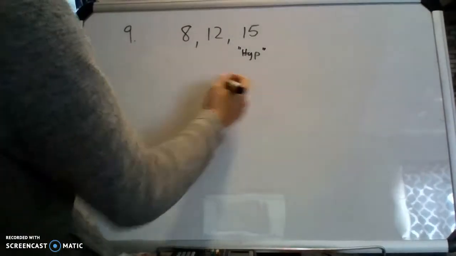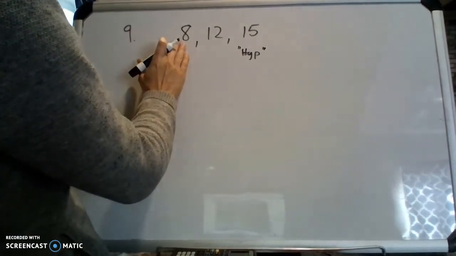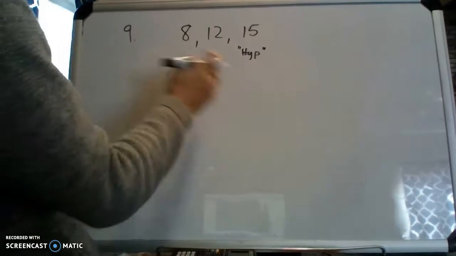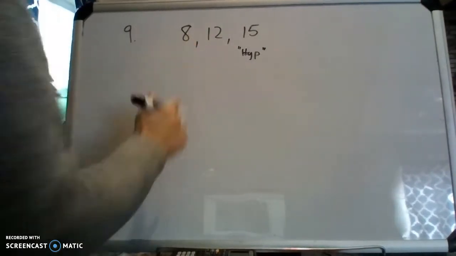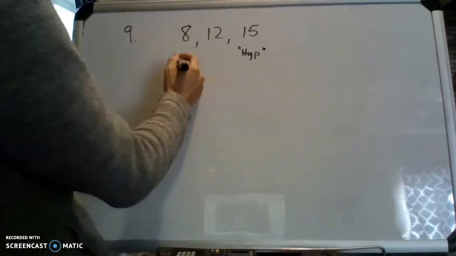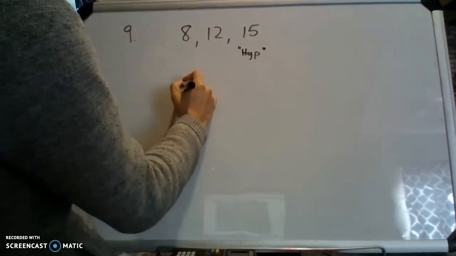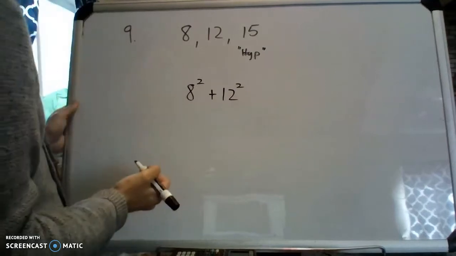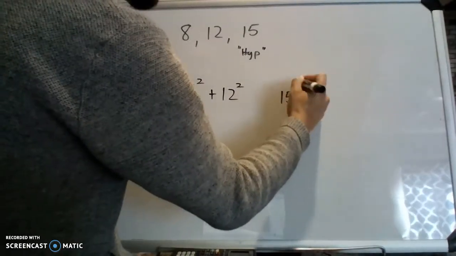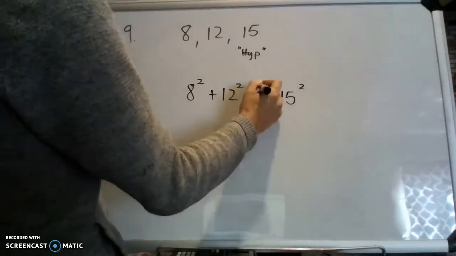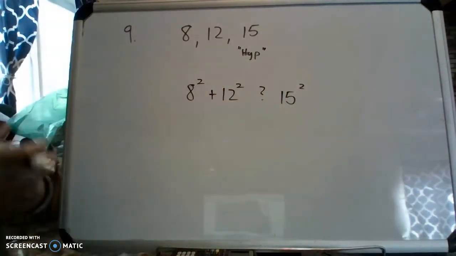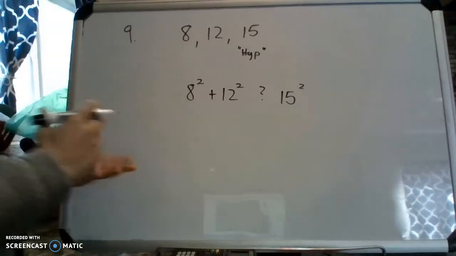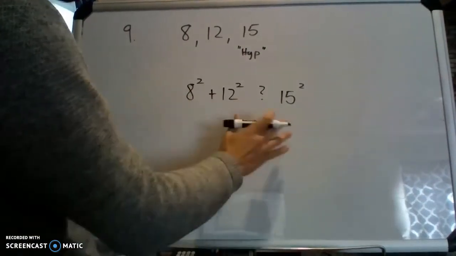So Pythagorean theorem, you remember, is leg 1 squared plus leg 2 squared equals hypotenuse squared. So 8 and 12 are going to be our legs, and 15 is going to be our hypotenuse. So we're going to do 8 squared plus 12 squared, and we need to compare that to 15 squared. I'm just going to put a question mark in between there for now because we don't know if it's equal yet. We don't know if one side is greater than or less than. So we need to check and see.